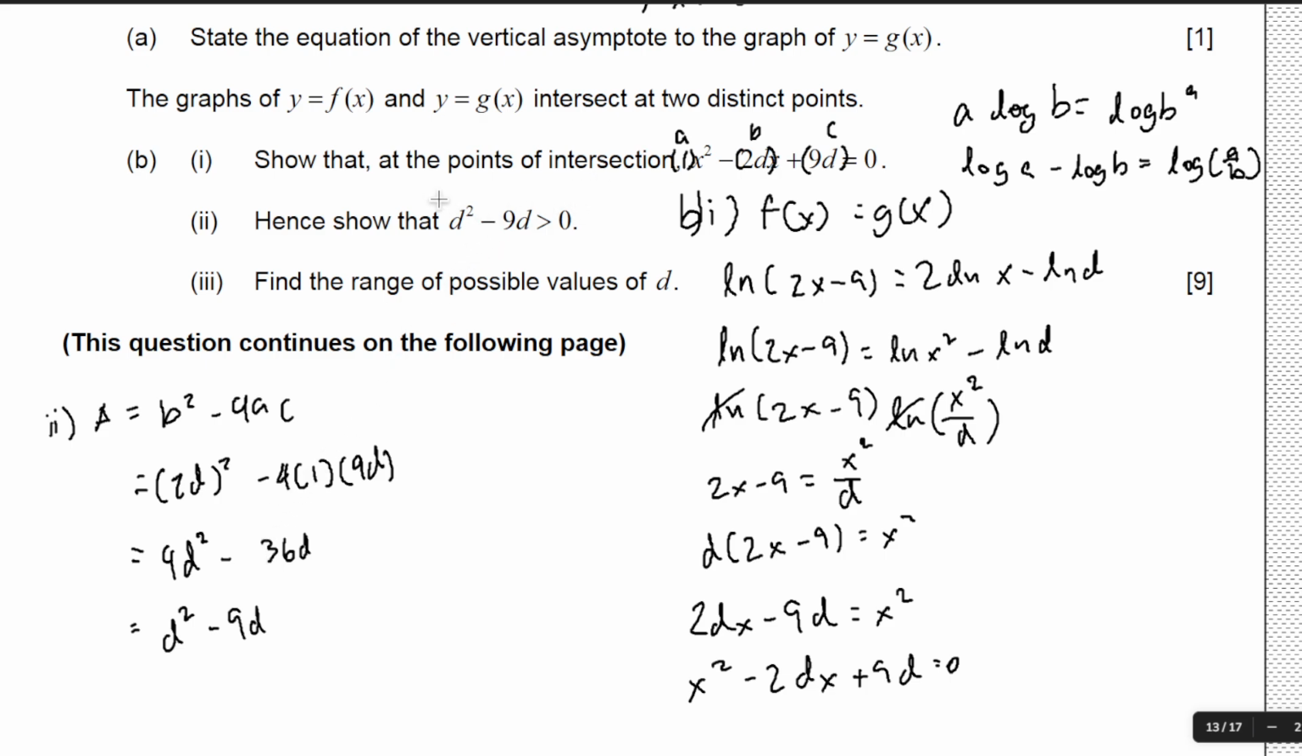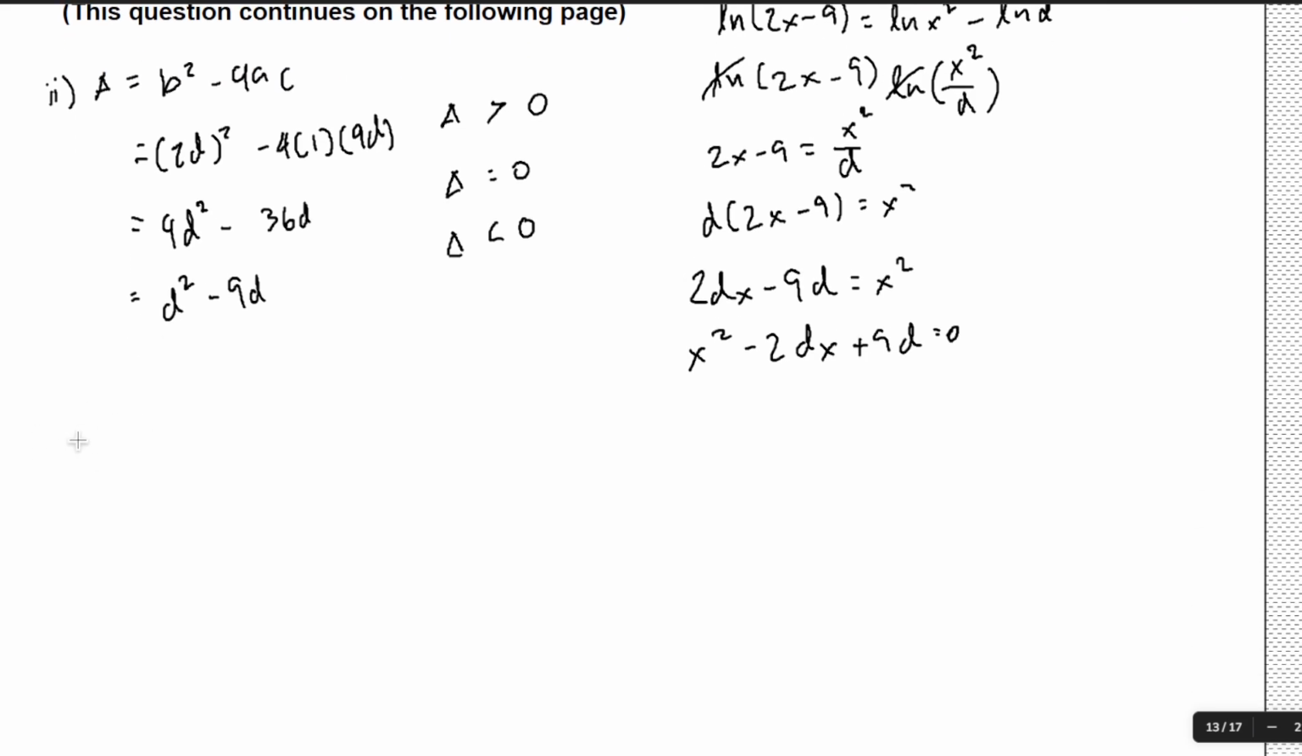Since it is greater than 0, that is because it has two distinct points. If it has two distinct points, the discriminant is greater than 0. If there's one distinct point, it is equal to 0. And if there are no points, it is less than 0. We have to remember that, since that's not shown in the formula sheet. So our discriminant is greater than 0 because there are two distinct points.